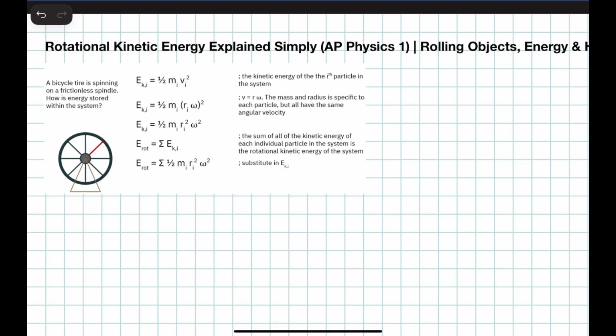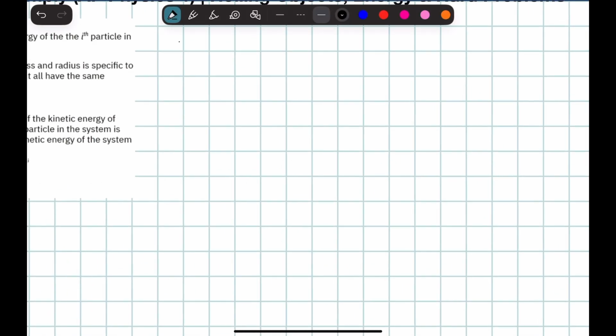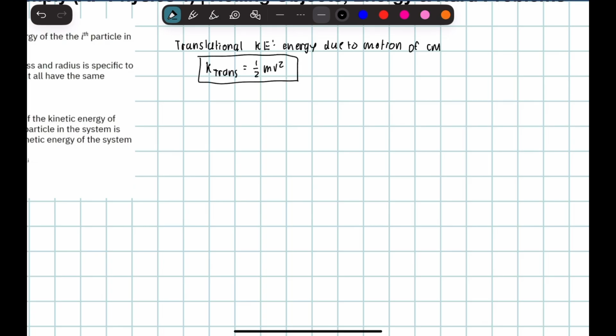So, by the end of this video, you'll understand the formulas, the intuition, and how to solve the hardest exam style problems. Now let's start off with some definitions. These are the formulas that you must know. So what is translational kinetic energy? This is energy due to motion of the center of mass. So this is K trans, subscript, which is equal to 1/2 mv squared. This is a formula that you know already from earlier units.